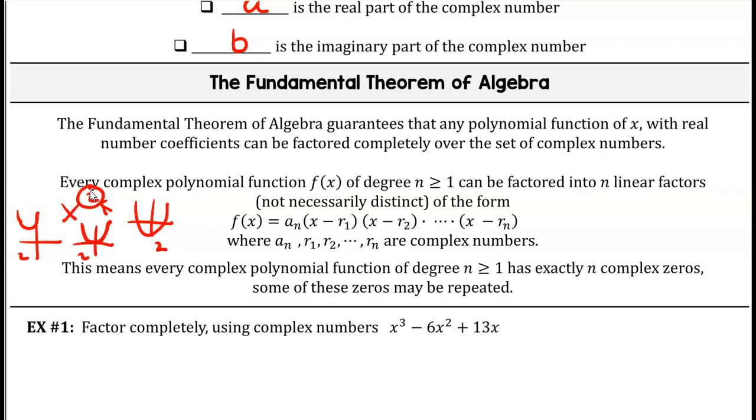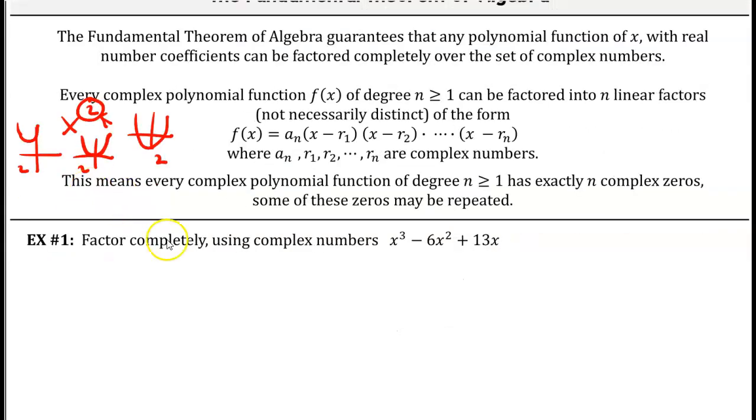So if that was a 3, there'd definitely be 3. And you can have a combination of real, complex, or imaginary, and of course you can have different types of multiplicity. In any case, all of them will always add up to 2. All the different types of roots will add up to however big your degree is.